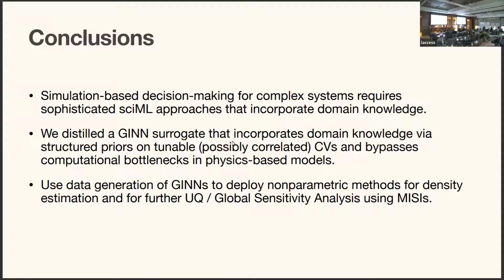So we have these GIN surrogates that incorporate domain knowledge using structured priors that are represented using probabilistic graphical models. We retain the structured priors on our control variables, and we only bypass the computational bottlenecks in our physics-based model. And then we can use the statistical surrogates to do these mutual information sensitivity methods for determining and ranking which control variables are most impacting the quantities of interest.